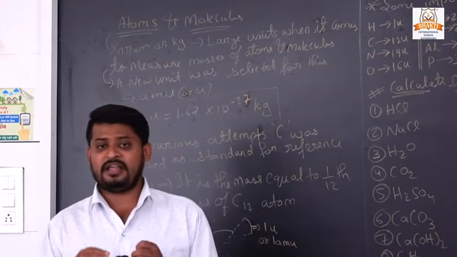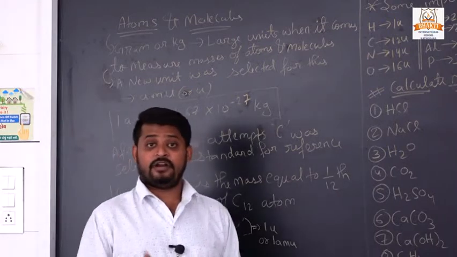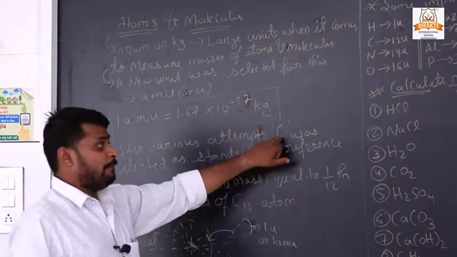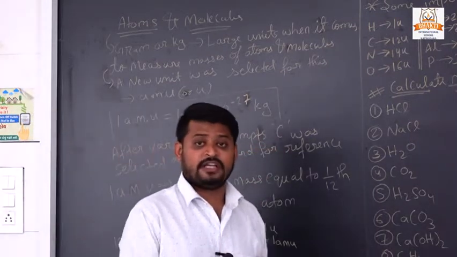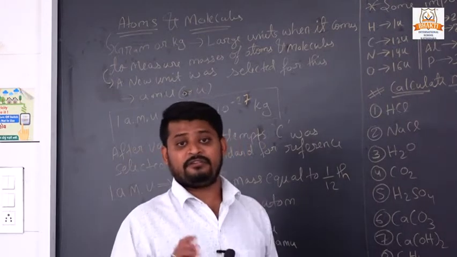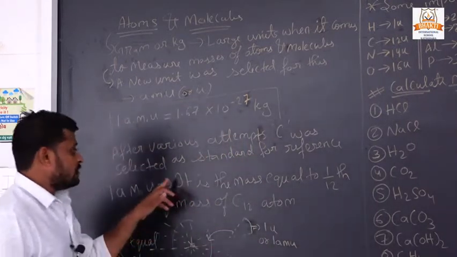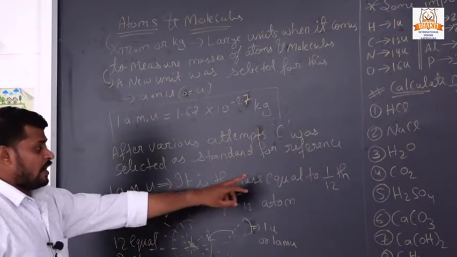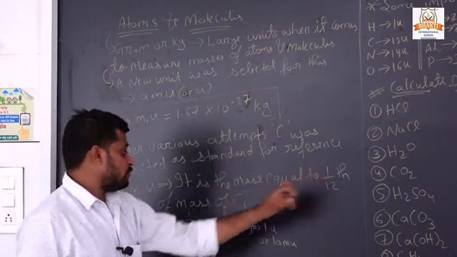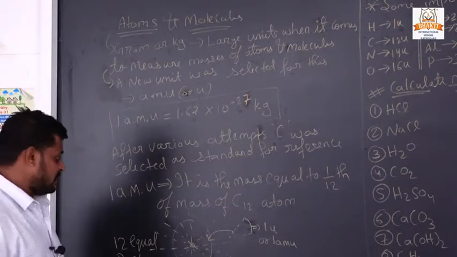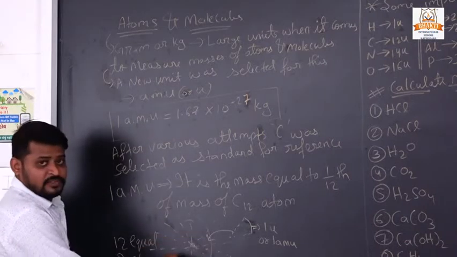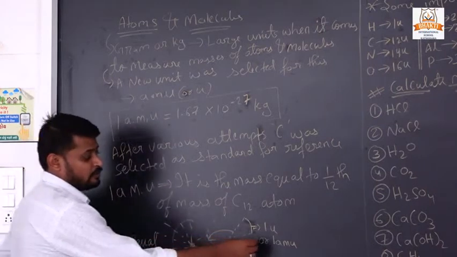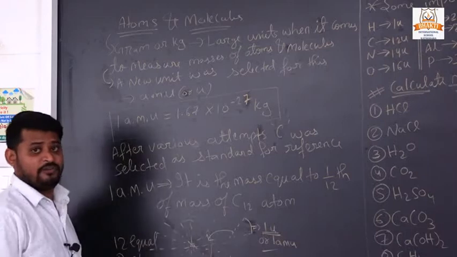All had the same difficulties, but one element did not, and that is carbon. When we compared with carbon, mostly all the atoms came out in equal fractions. The unit is equal to 1/12 of the mass of a carbon atom. That means if we cut a carbon atom into 12 equal parts, one equal part is equal to one unified mass.